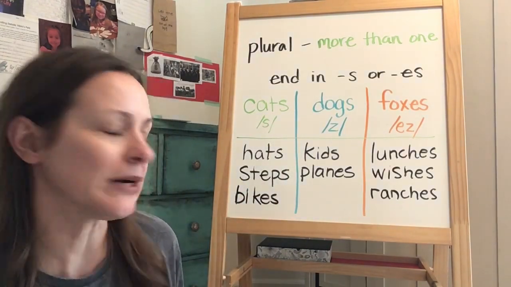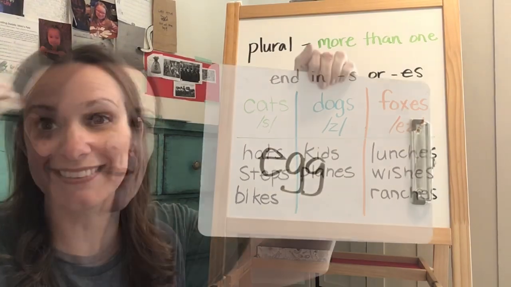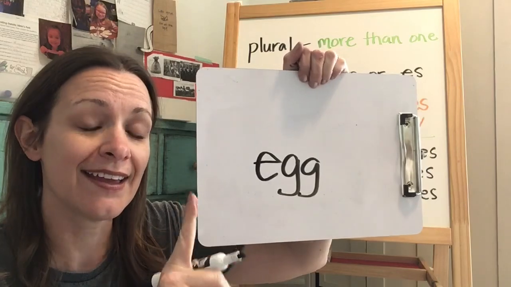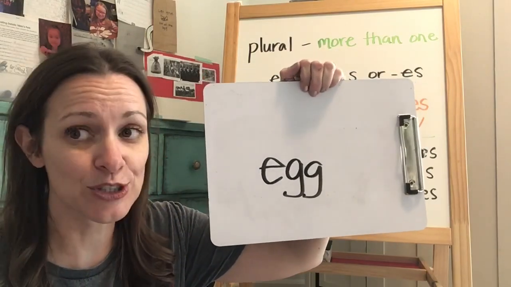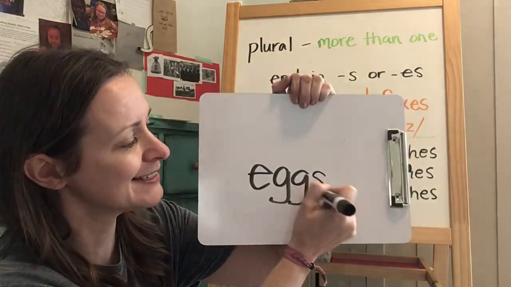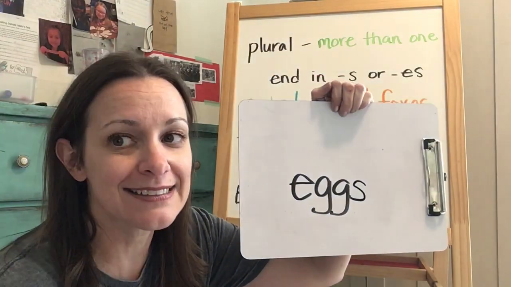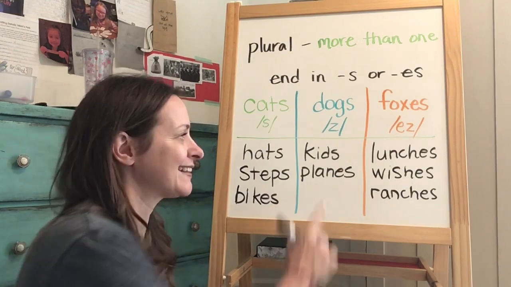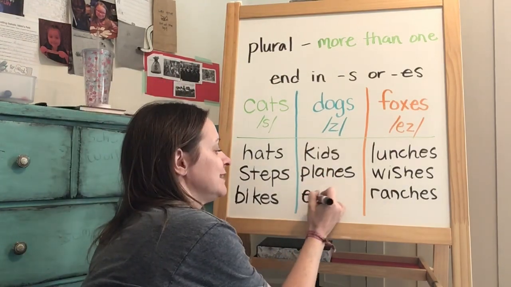And let's do one more. I wonder where it's going to go. We are going to take this singular noun, just one egg, and we want to have more eggs because we're super hungry. Let's add our S at the end and let's say it. Eggs. You already know where it goes. It's under that Z sound. Eggs.